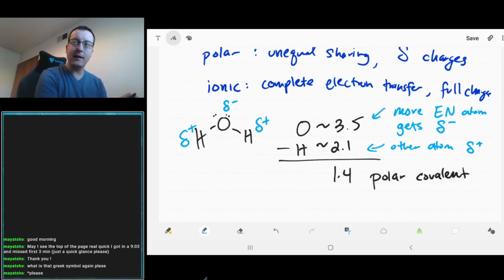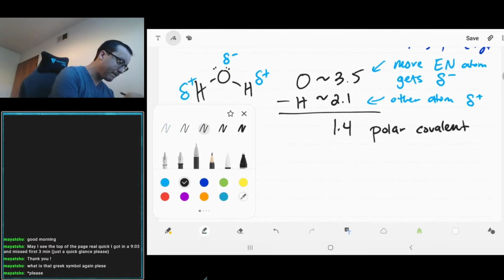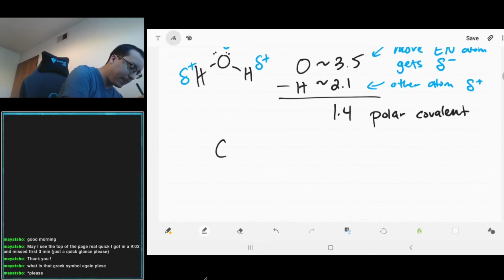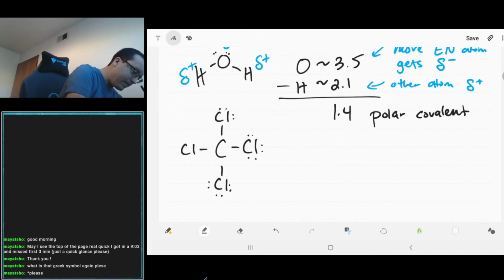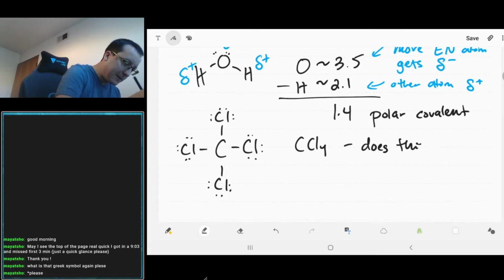Alrighty, let's do some practice. So here's a molecule, CCl4, carbon tetrachloride. Let's see, does this have polar bonds?